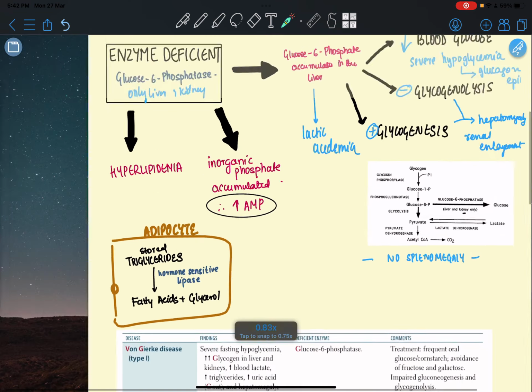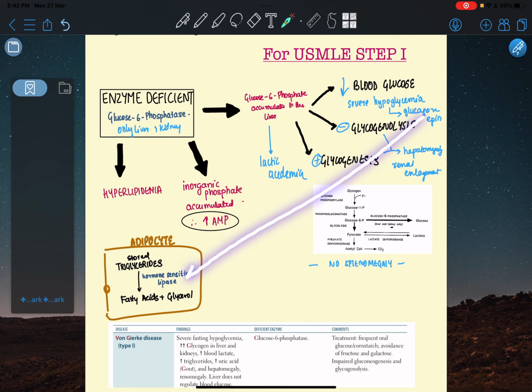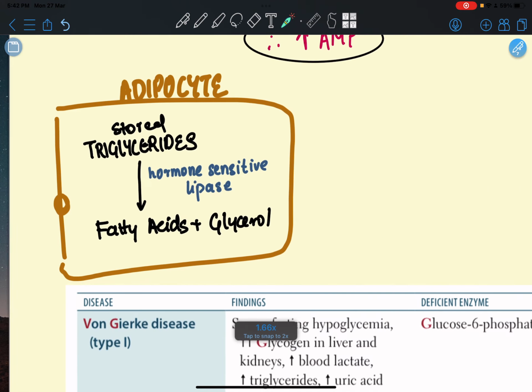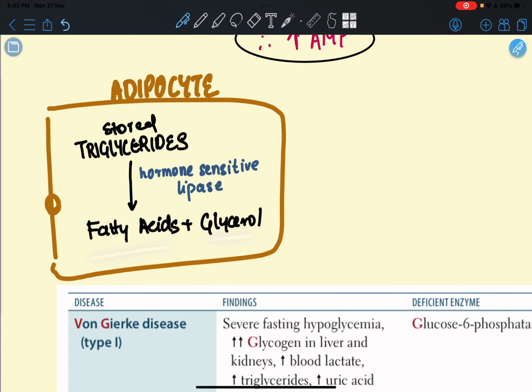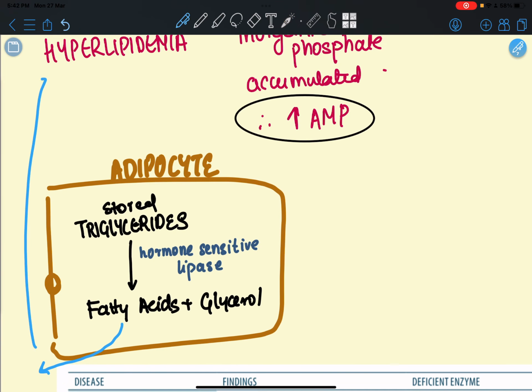These hormones actually promote the activity of hormone sensitive lipase, causing more fatty acids and glycerol to be produced. These fatty acids are released in the blood, eventually causing hyperlipidemia. So hyperlipidemia in von Gierke's disease is secondary to the hypoglycemia. Okay, first the hypoglycemia occurs, and then secondary to that, because of the changes happening because of hypoglycemia, is what results in hyperlipidemia. So that is also done.